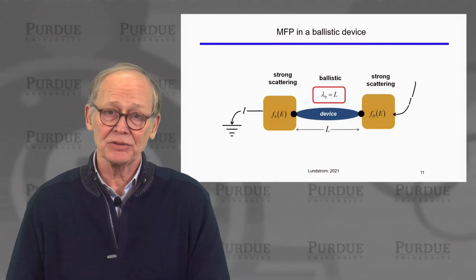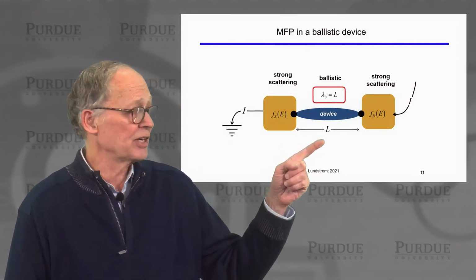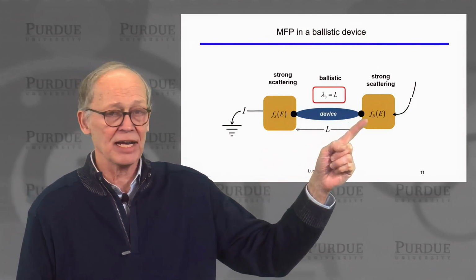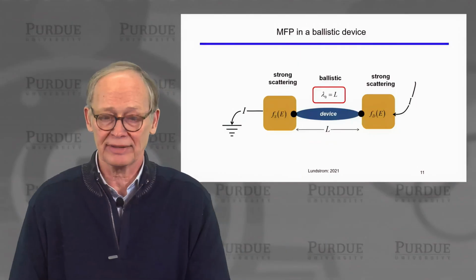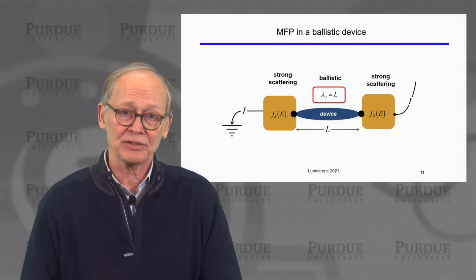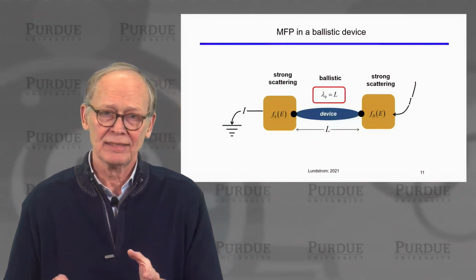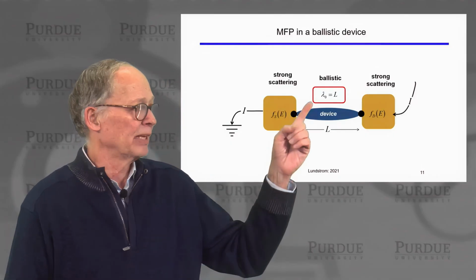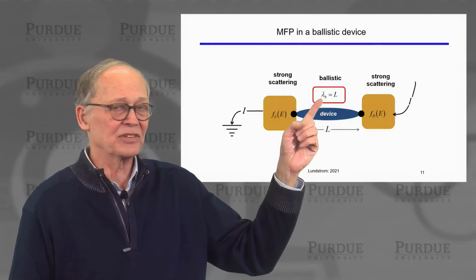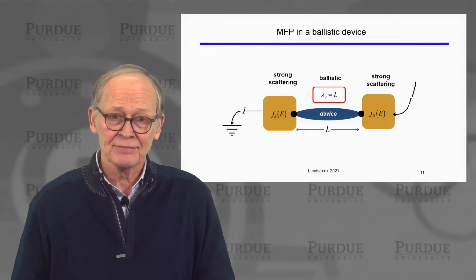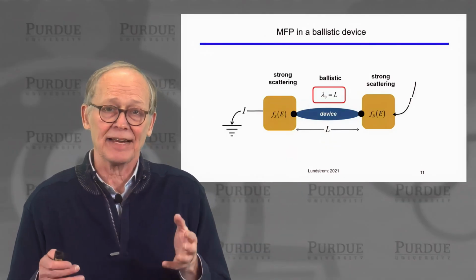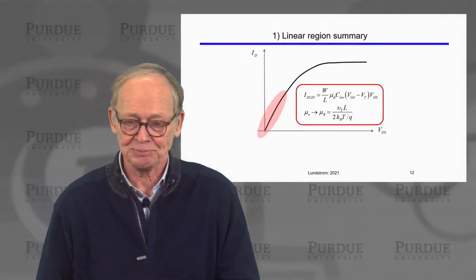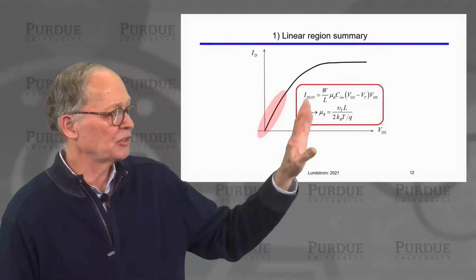So the average distance between scattering events is the length of the channel. It scatters frequently in the first contact, it zips across the channel without scattering, and then it scatters quickly. The average distance between scattering is the length of the channel. So it makes sense that for this ballistic device, we would replace the mean free path for scattering in a long device with the length of the device, because that's the average distance between scattering events in this short ballistic device. All right, so let's summarize.